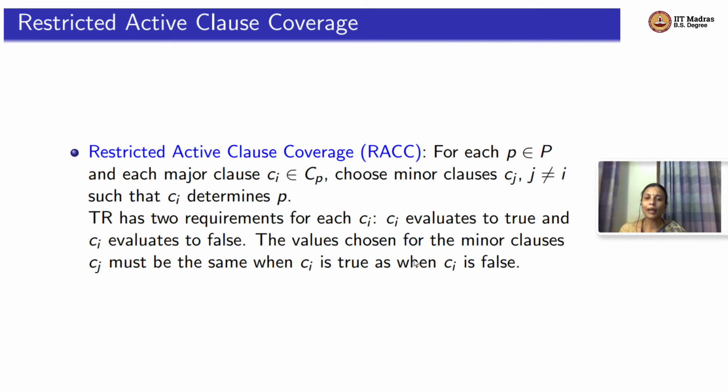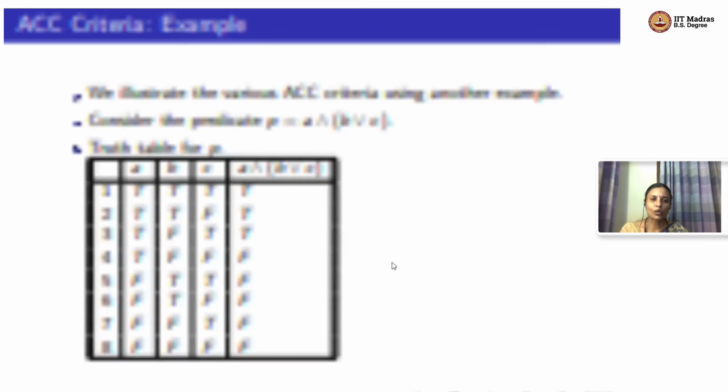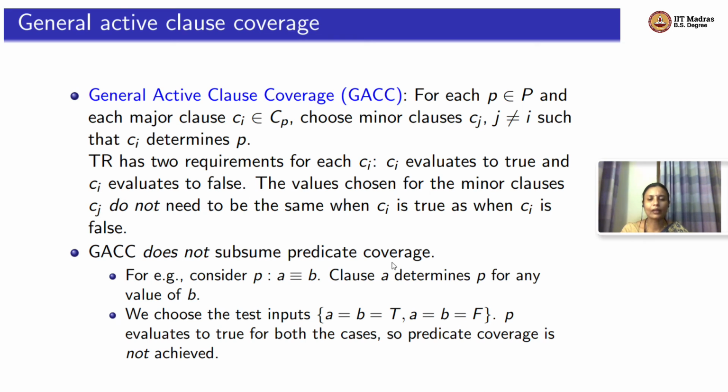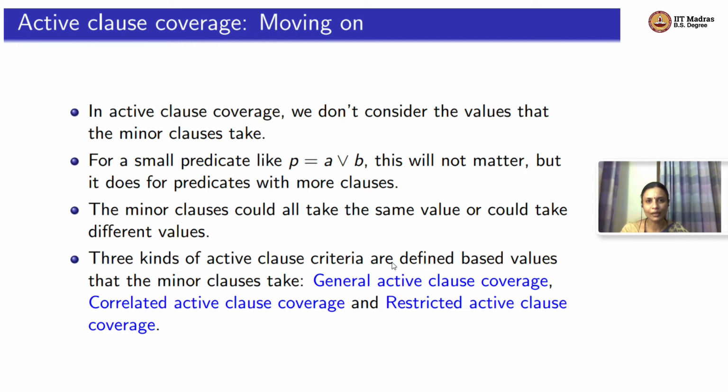The minor clauses take values which are the same as when the major clause is true and as when the major clause is false. So before we look at the example, let me just go back and re-explain this because it's a slightly new thing that we are seeing.